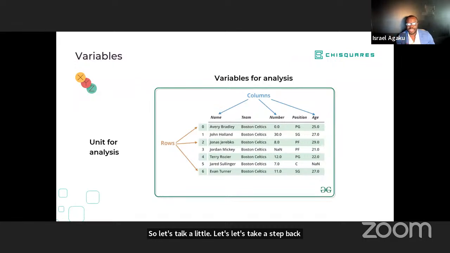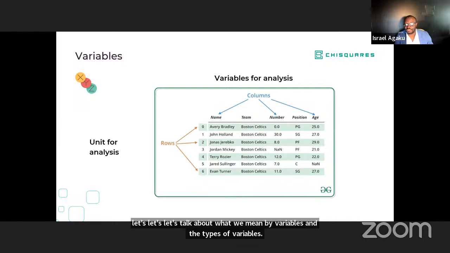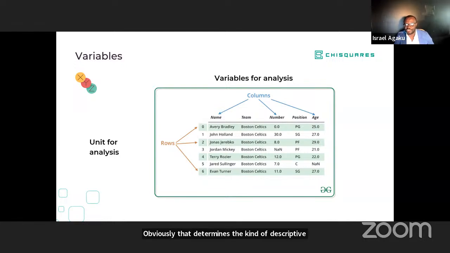So let's take a step back and talk about variables so that we're all on the same page. I acknowledge that we have different levels of expertise in-house or experience with data. So let's talk about what we mean by variables and the types of variables, because obviously that determines the kind of descriptive analysis and the kind of visualization that you could use your data for. So a variable is simply a column in your data set. So if this is our data set, each column is a variable. And so when we analyze data, we're typically analyzing at the level of variables, right? So that's what a variable is.